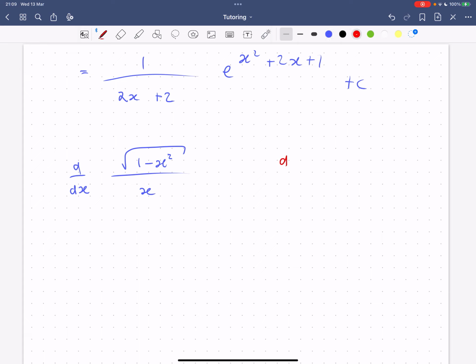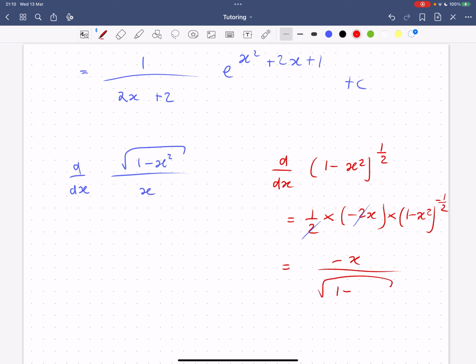Well, let's quickly, in red to the side, differentiate that: 1 minus x squared to the half. Bring down the power, times it by the differentiation of the power, and go 1 minus x squared, subtract 1 from the power. Our 2's die, and we get minus x over the square root of 1 minus x squared.